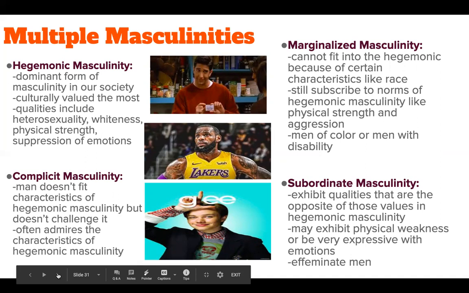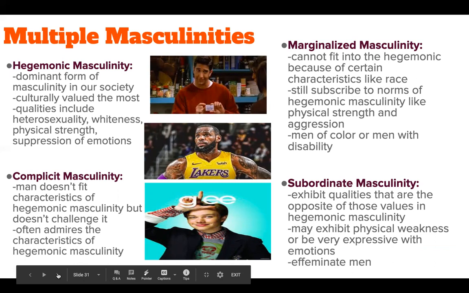And so for that reason, we can even put people that are a little bit lower class, working class, middle class, in that category. Now, marginalized masculinity is someone who can't fit the hegemonic because of traits that are largely immutable, traits that they can't change. Particularly things like race or even a disability.